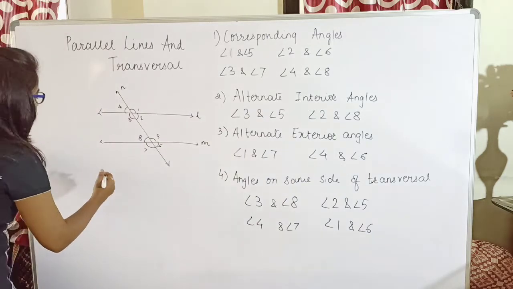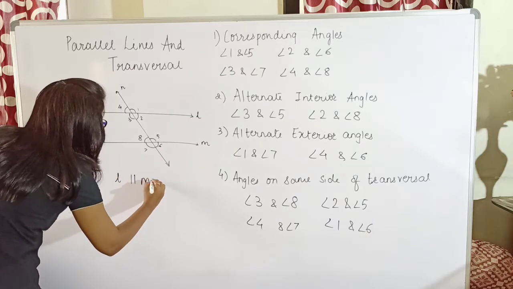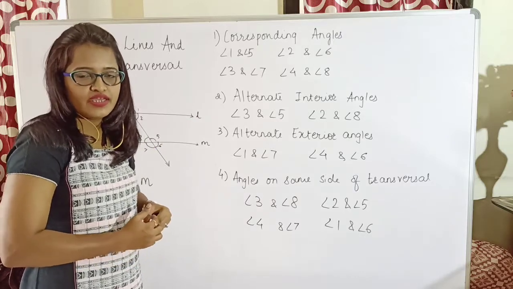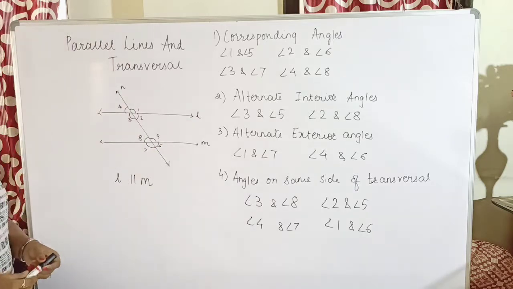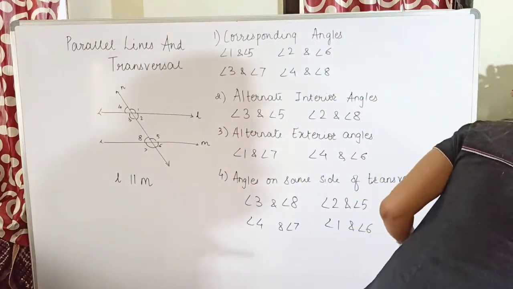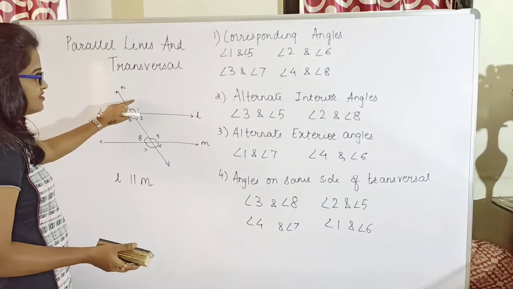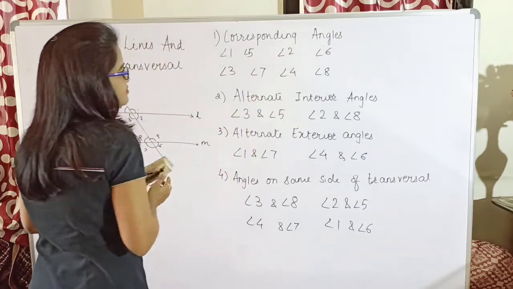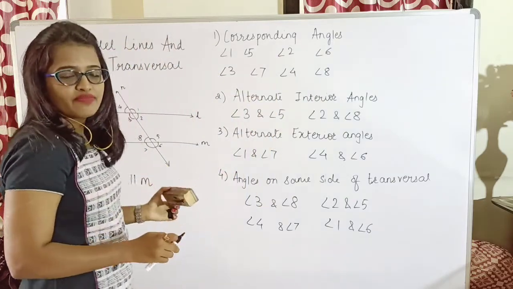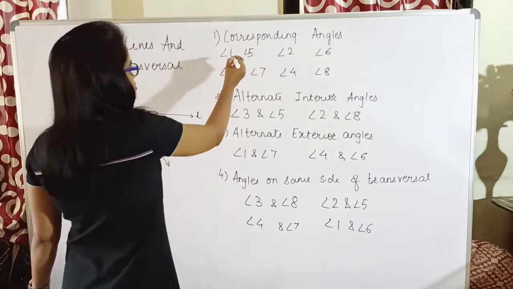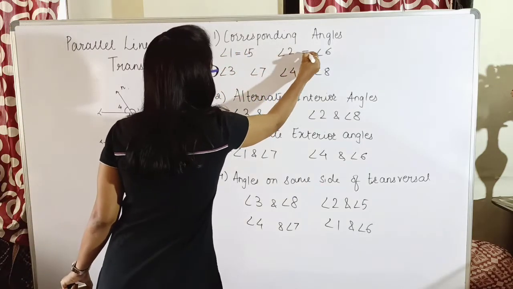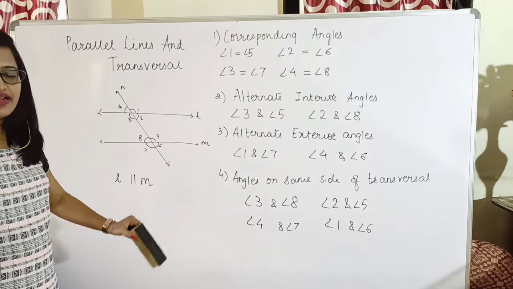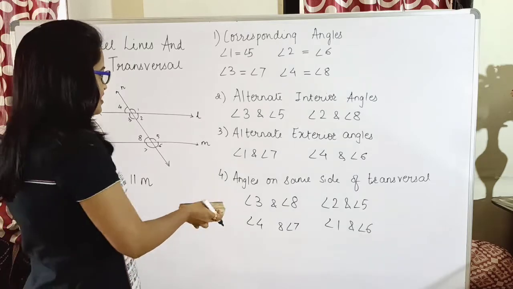Now, when line L is parallel to line M, what are the relations between these pairs that we are going to see? When the two lines are parallel to one another, then all the corresponding angles are equal to one another. The condition is applicable only when the two lines are parallel. So angle 1 is equal to angle 5, angle 2 equal to 6, 3 equal to 7 and 4 equal to 8. For two parallel lines, corresponding angles are always equal.